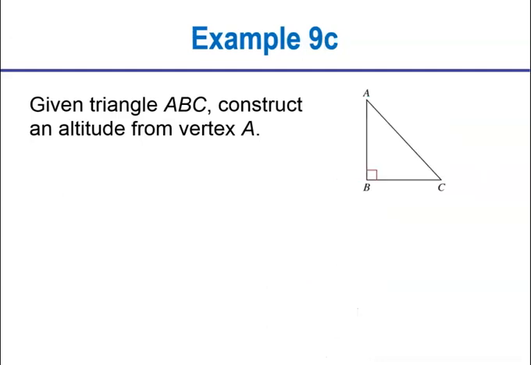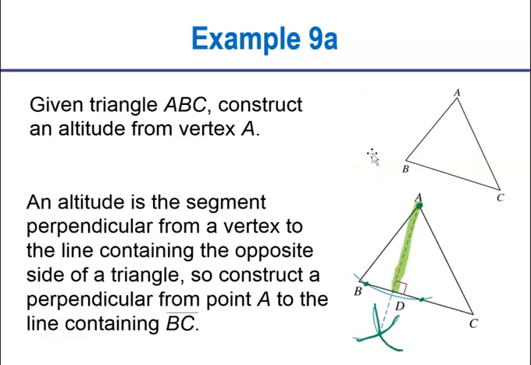How about example 9C? What do you think about this? It says, given triangle ABC, construct an altitude from vertex A. Are you thinking about that too hard? So here's A. Remember, on the first altitude, let's go take a look at problem 9A. It went from A, and then inside the triangle, we got a 90-degree angle.